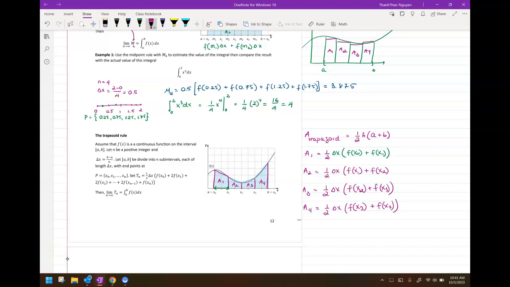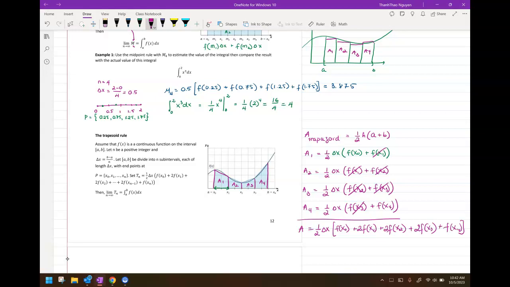So let's go ahead and total up this area. The total area equals, we factor out 1/2 delta x, and we add up everything in between: f of x naught plus f of x1 plus f of x1 makes 2f of x1, 2f of x2, 2f of x3, plus f of x4. So you can see the pattern here.